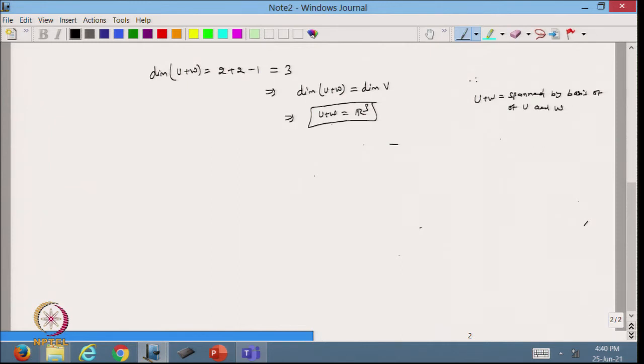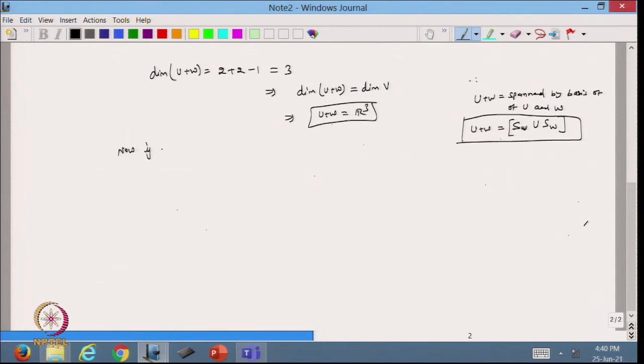So, if I take the set S that is a spanning set for U and a spanning set for W, and I take the span of this, it becomes U plus W, which we already know. So from here I say that U plus W becomes in fact the whole vector space V.